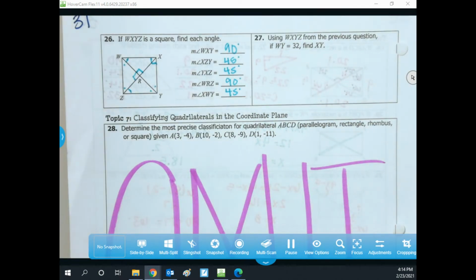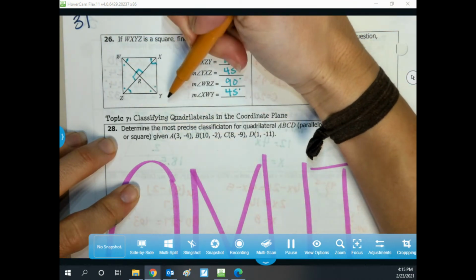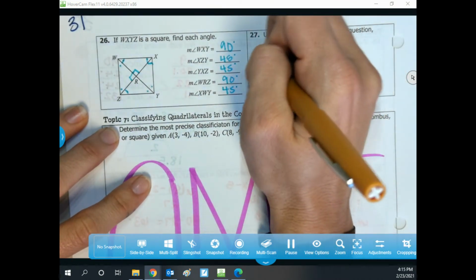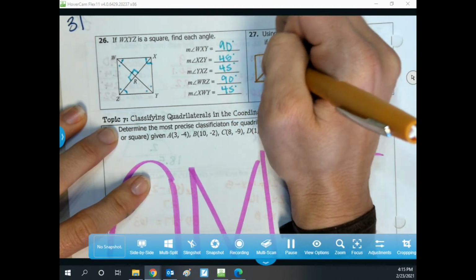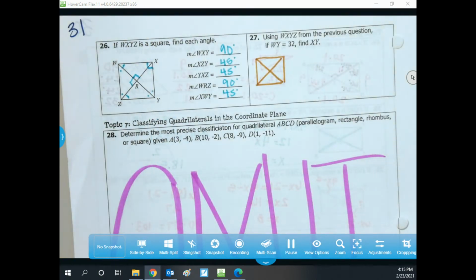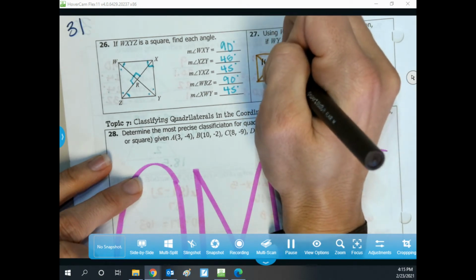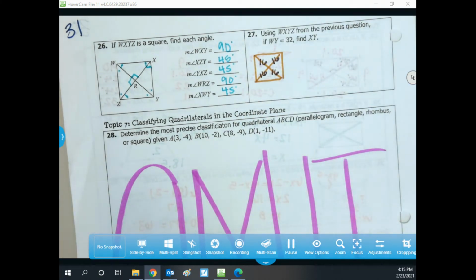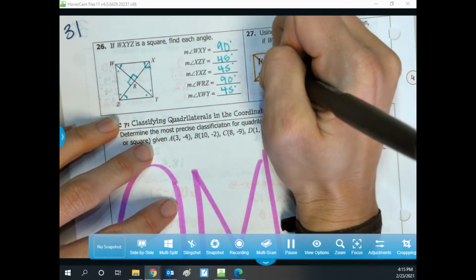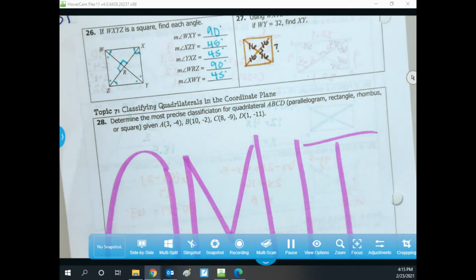All right, using WXYZ from the previous question, if WY equals 32, so that's this diagonal right here, and again, I'm going to draw my little picture because I don't like writing over other pictures. If this whole piece is 32, that means each one of those little pieces is 16. And that means these pieces are 16 also, because they're all equal. Okay, find XY. XY is this piece. So we're looking for the long piece of that right triangle. So go ahead, use your Pythagorean theorem and find that long piece now.